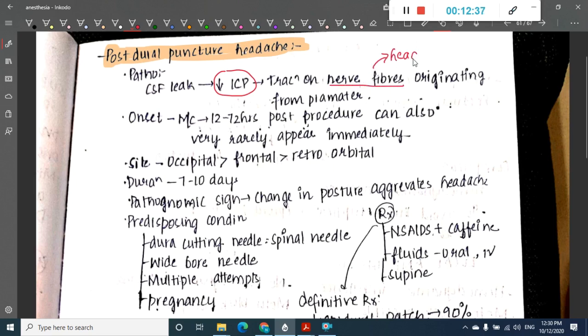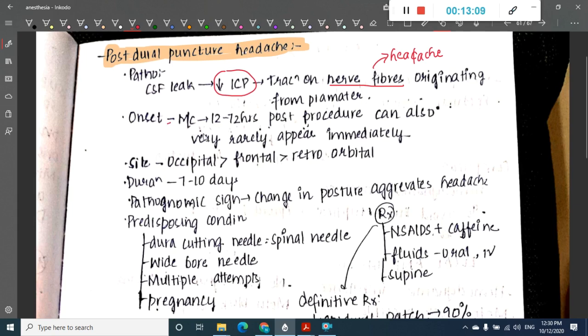That is called post-dural puncture headache, because it occurs after a subarachnoid block, or after spinal anesthesia. You are going to remove some amount of CSF. Even though not intentional, a minimal amount of CSF leak will be present, and this will decrease the intracranial pressure. This decreased intracranial pressure produces traction on the nerve fibers originating from the pia mater, and this will cause headache.